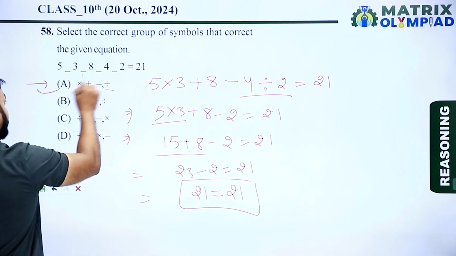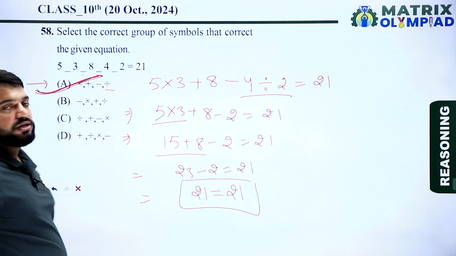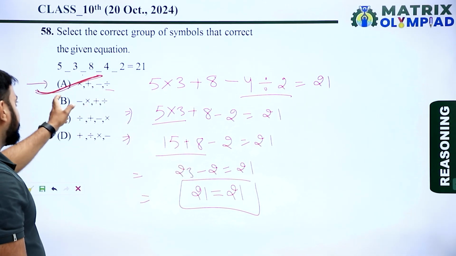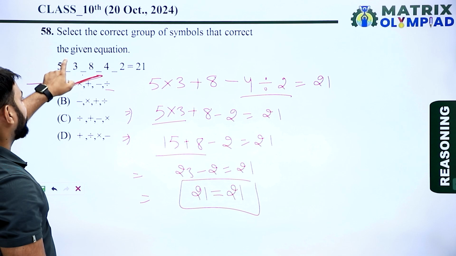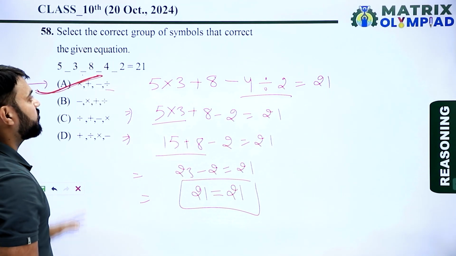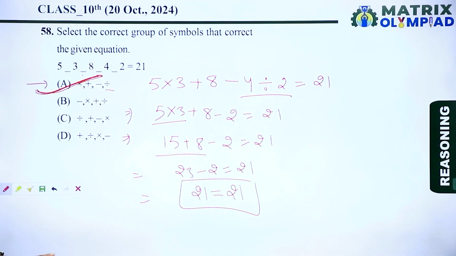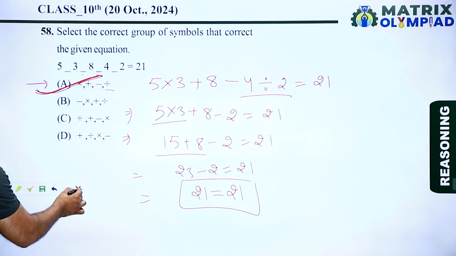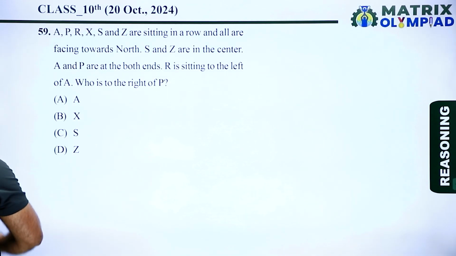So here option A is the correct answer of this question, because after putting the signs given in A into these blanks, the equation becomes correct. So it means option A is the correct answer of this question. Now let's move on to the next question. So now the next question is question number 59.